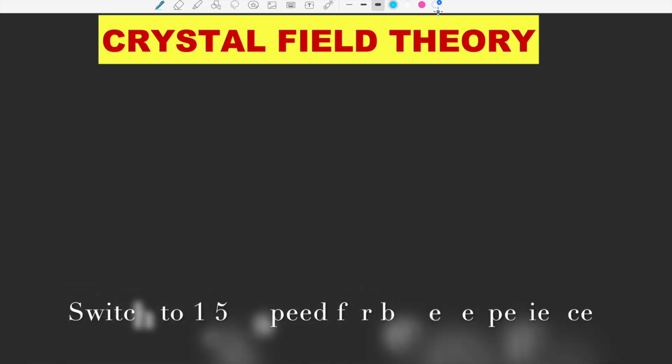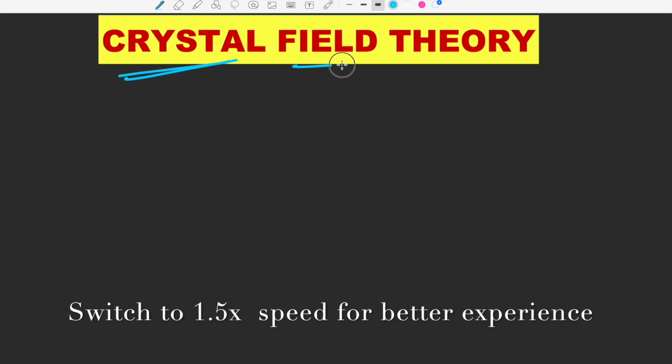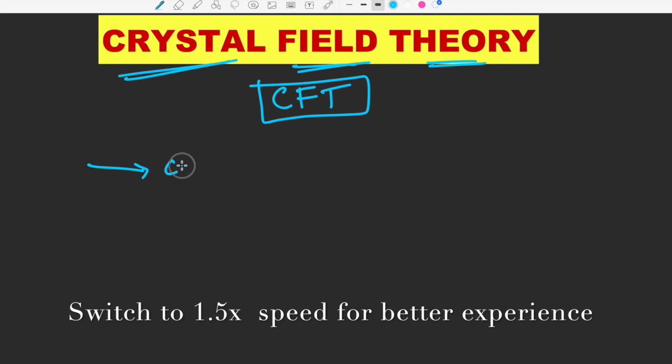Hi, good morning. Today we talk about the crystal field theory. So we call it CFT, right? This theory is proposed in order to explain colors of complex compounds. How colors are formed in coordination compounds is explained by this theory.